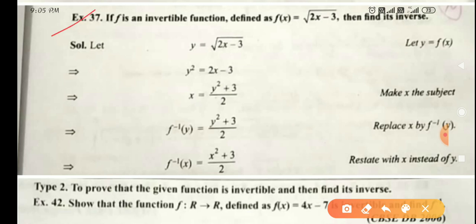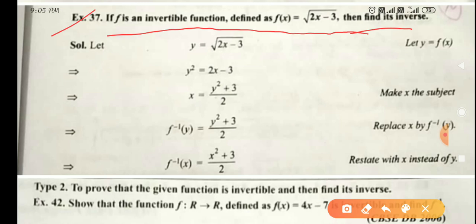In this type, f is an invertible function defined by f(x) equals under root 2x minus 3, then find its inverse. Already it is said it is an invertible function, so its inverse exists. You have to find only. It is a unique, means fixed procedure.